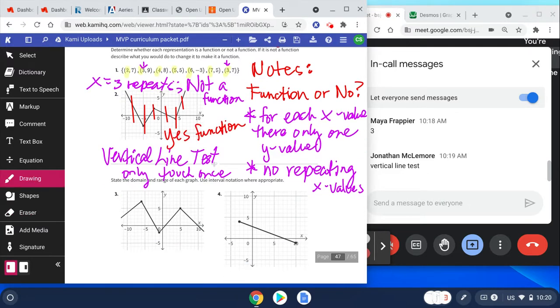Okay, can you guys go down and do the vertical line test on numbers 3 and 4 and tell me what you think? Are they yes, they're a function? Do they only touch once? Or are they no, they're not a function?